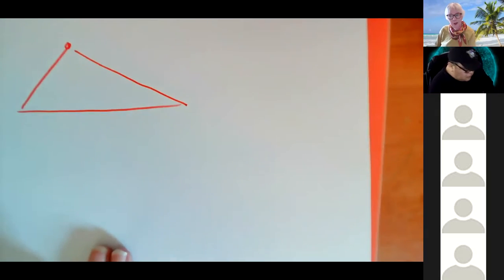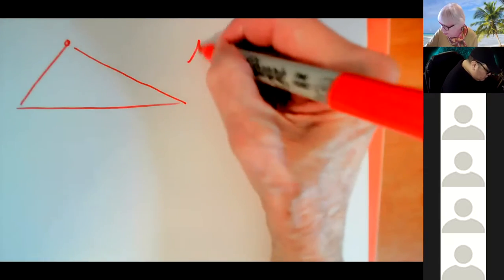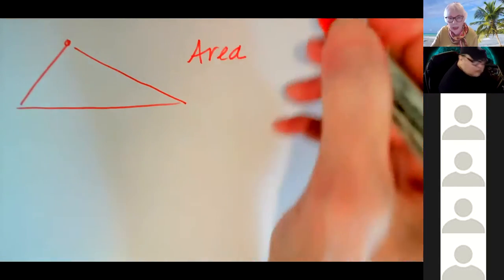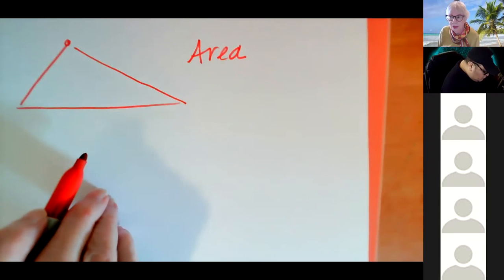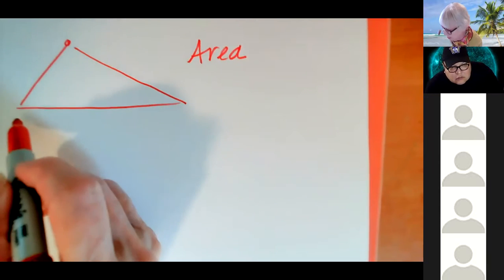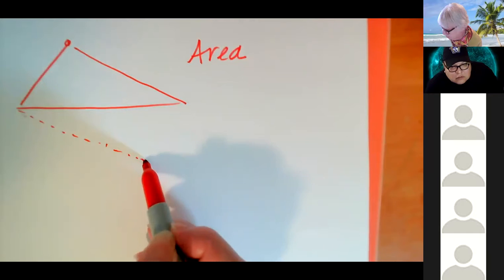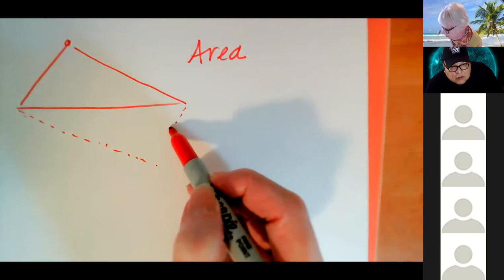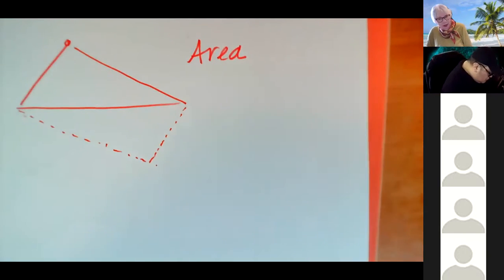What I have here is a triangle, right? I want the area. This is not a rectangle, is it? But I wanted to visually show you something. I did a pretty good job up there.